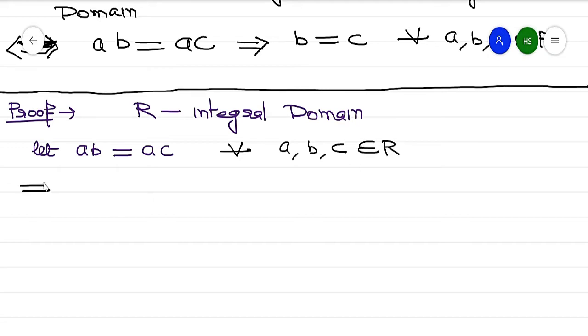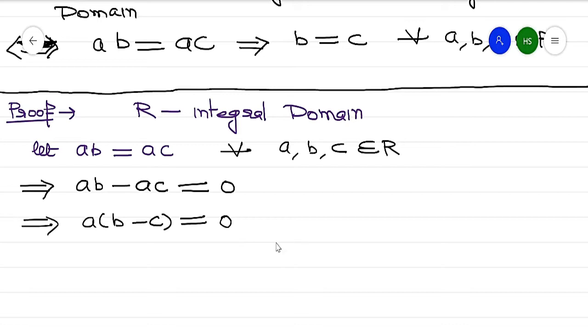Now it implies this can be written as AB minus AC, which is equal to 0, and it implies A into B minus C, because it is a ring, so it satisfies this property. Now R is an integral domain. If R is an integral domain, then either A is 0 or B minus C is equal to 0. So we have these two properties.